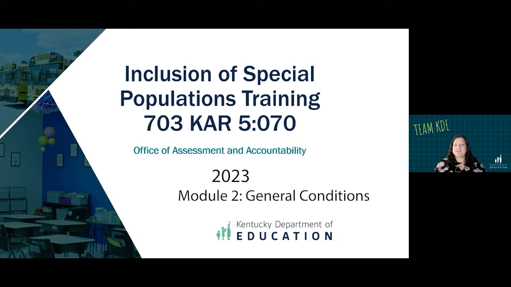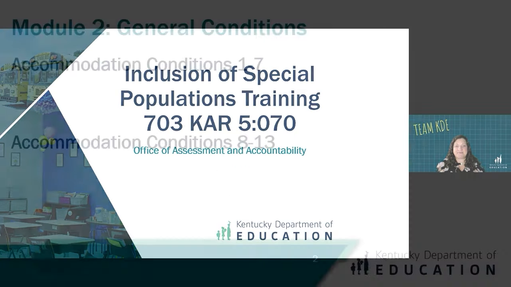Welcome to the Inclusion of Special Populations Training, 703 KAR 5:070. This is Module 2 of 7 that make up this training series. This training must be completed prior to providing accommodations for any state-required assessments. Please ensure to review all 7 modules for the complete training.